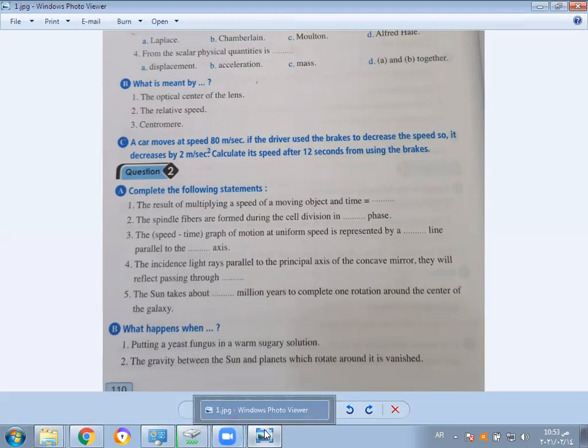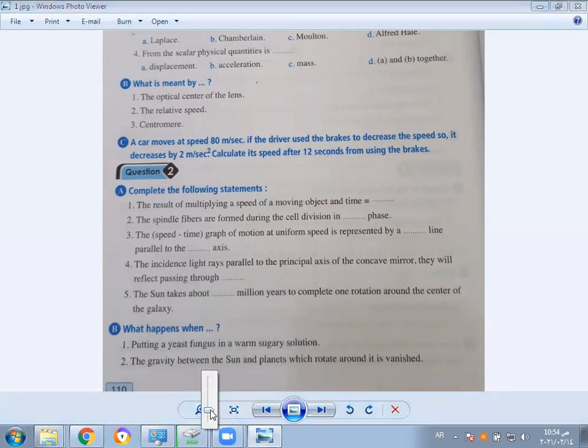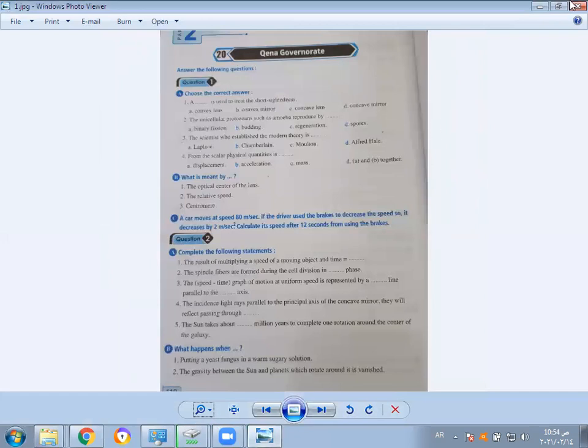Someone remind me, what is the type of reproduction in yeast? Of course, it is budding. So if we put yeast fungus in a warm sugary solution, it will reproduce by budding as follows. Can you see here with me?